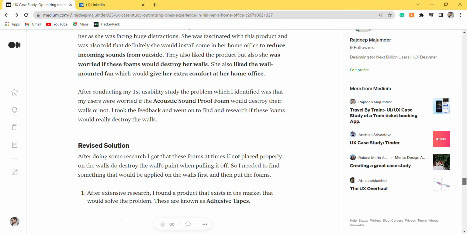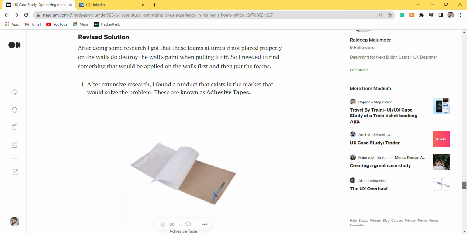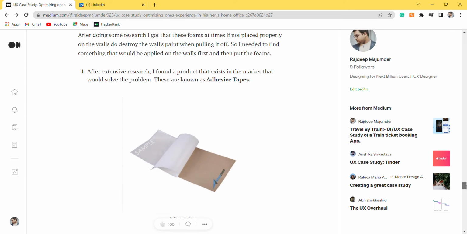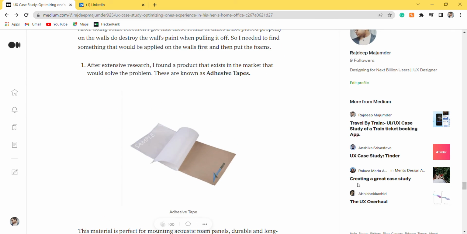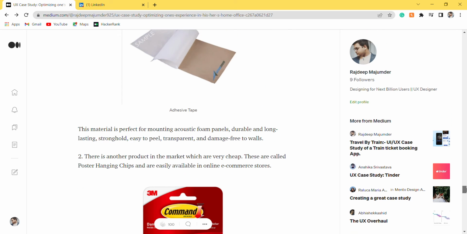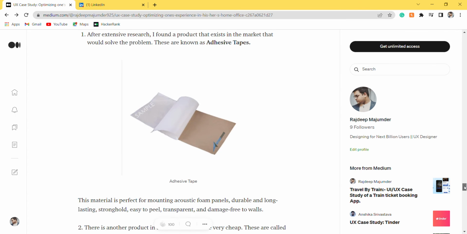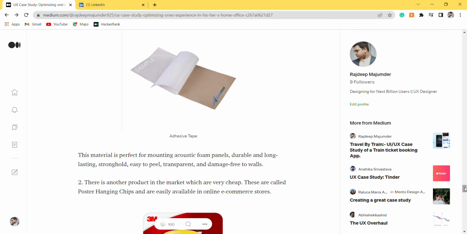After this I did another round of research and went on to provide a revised solution. So here the revised solution is to paste adhesive tapes, as you can see in the pictures, at the sides of the foams. This would ensure that the walls would not get damaged, because these adhesive tapes do not destroy walls, as is clear from the research.